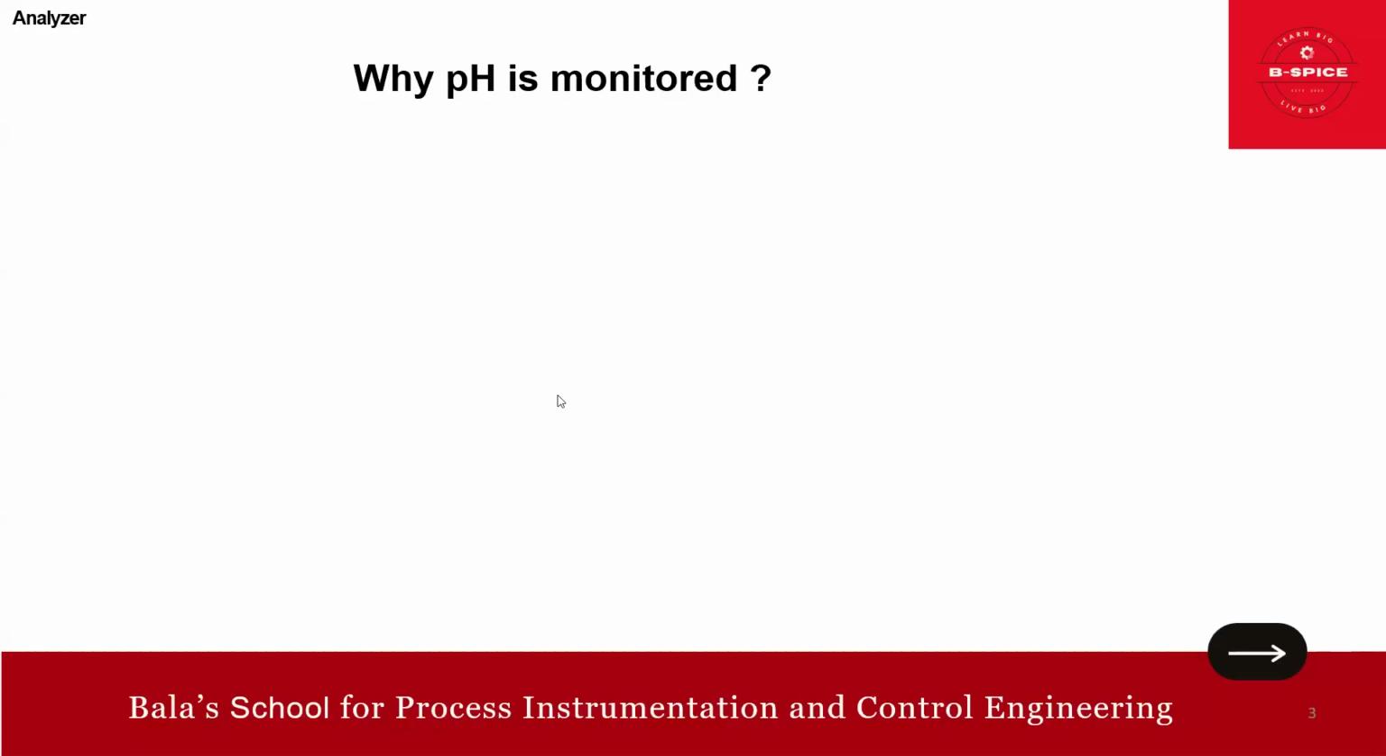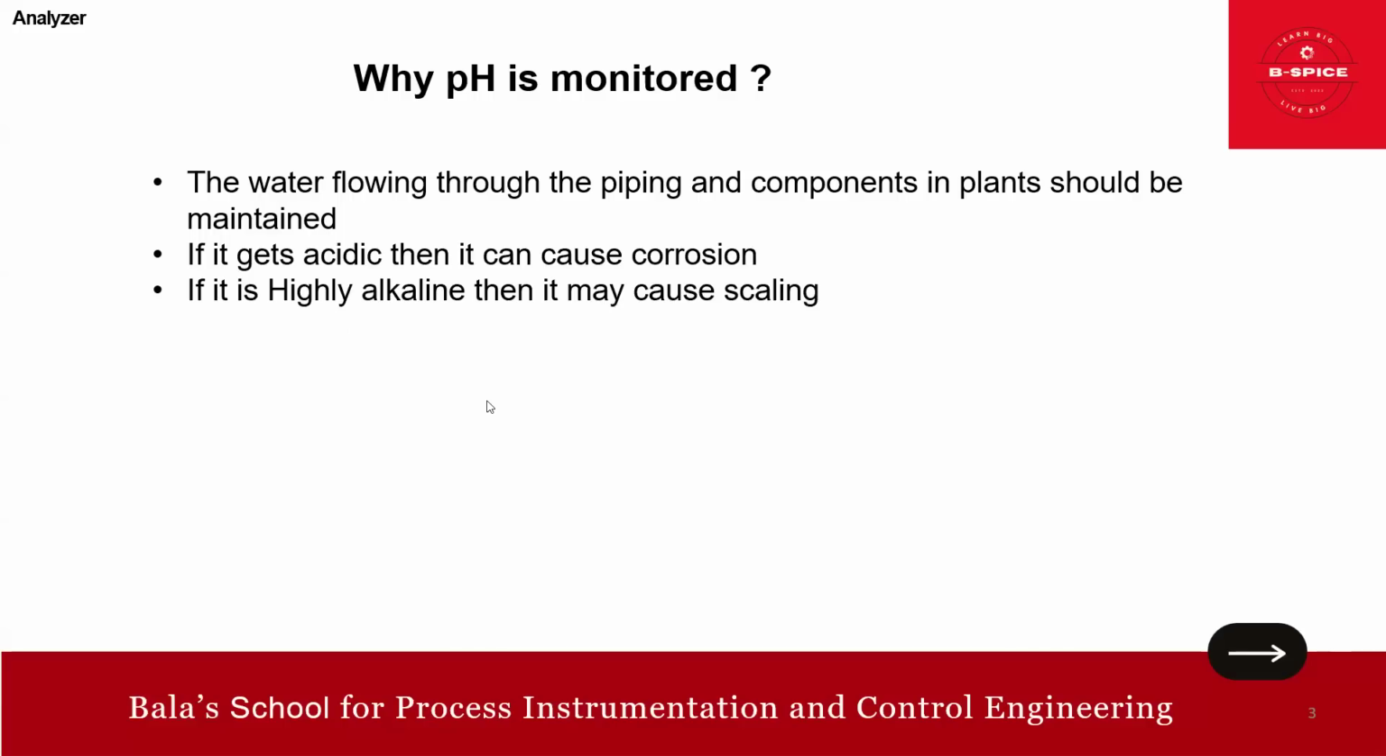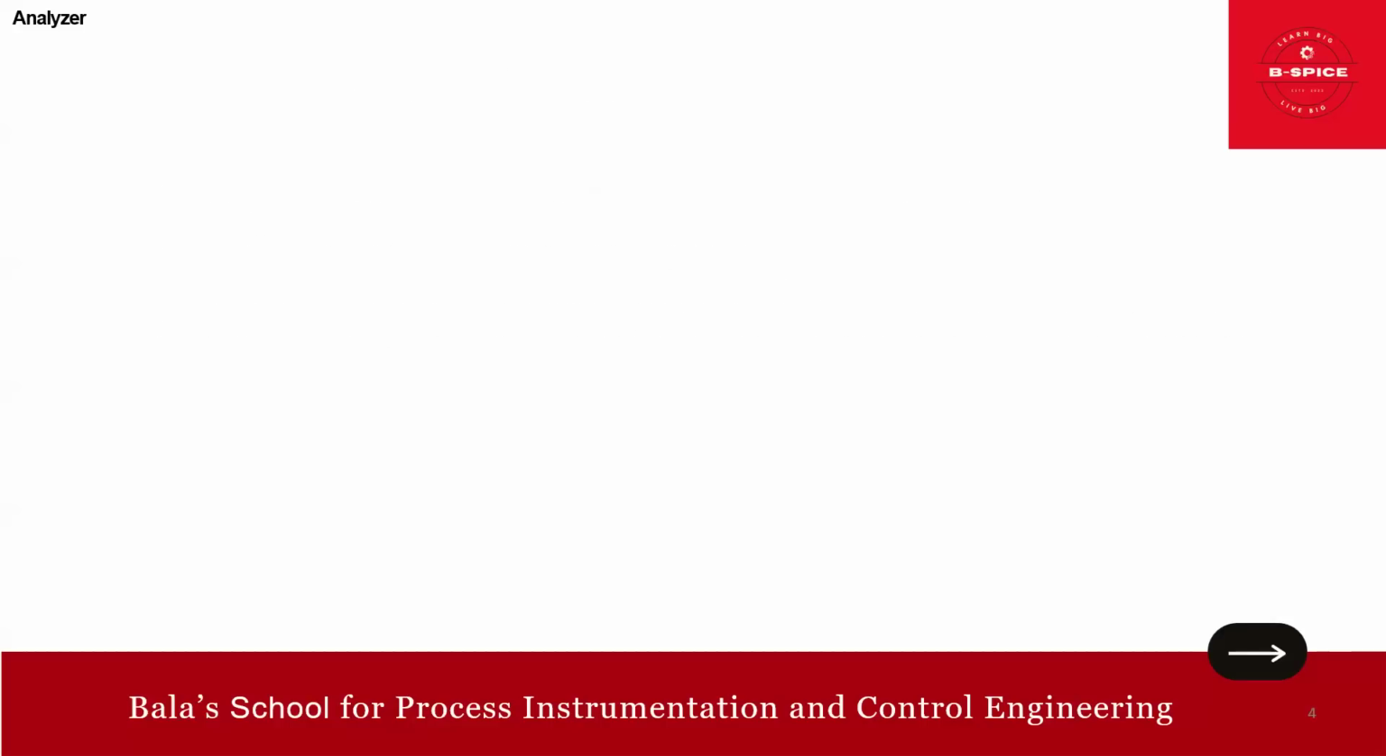Okay. Now, why is pH monitored? The water flowing through the piping and components in the plants should be maintained. Agreed? If it gets acidic, then it can cause corrosion. Agreed? If it is highly alkaline, then it may cause scaling. Agreed? So hence it is essential to have pH checks at some locations of the flow circuit. You got it, friends? So we have answered why pH is monitored.